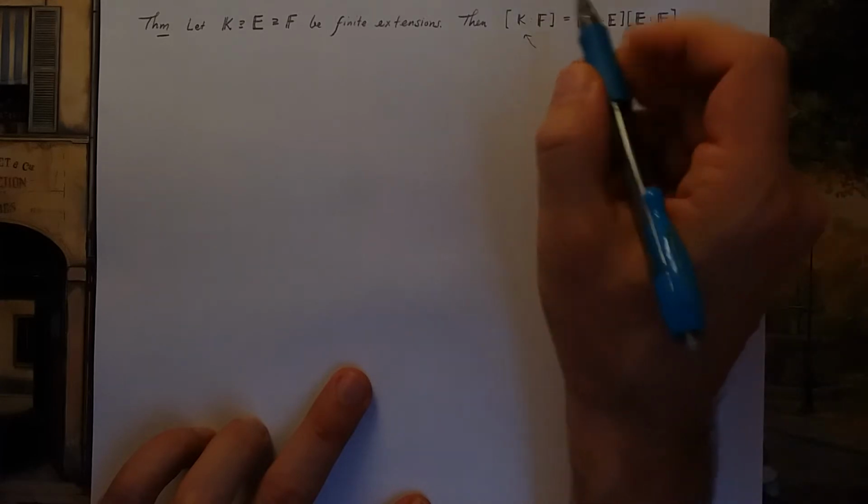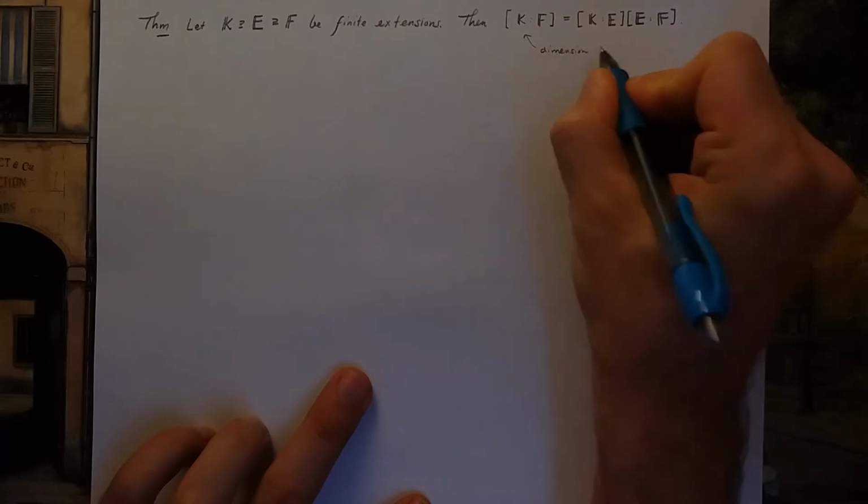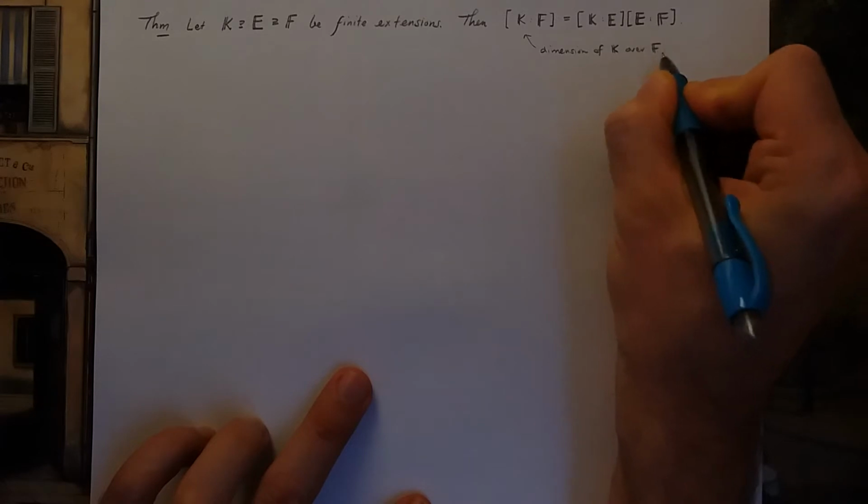Remember the notation. This stands for the dimension of K as a vector space over the field F.